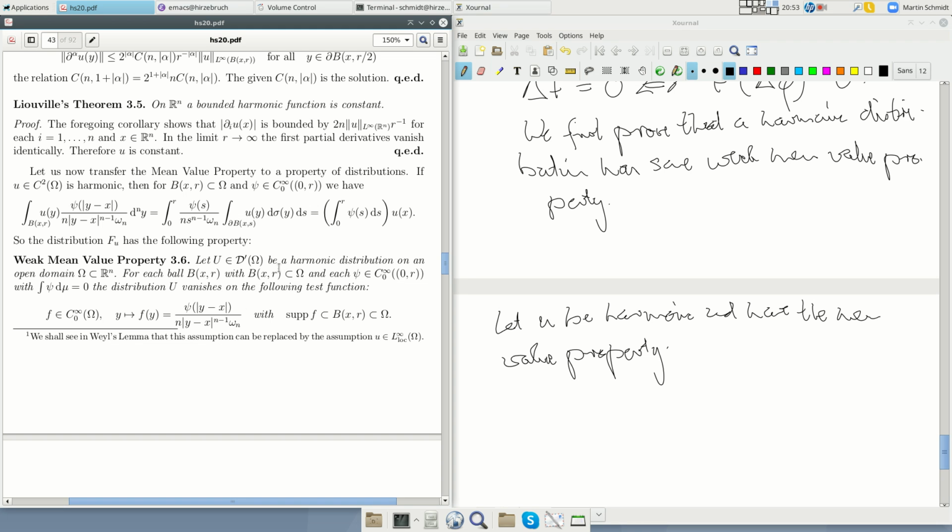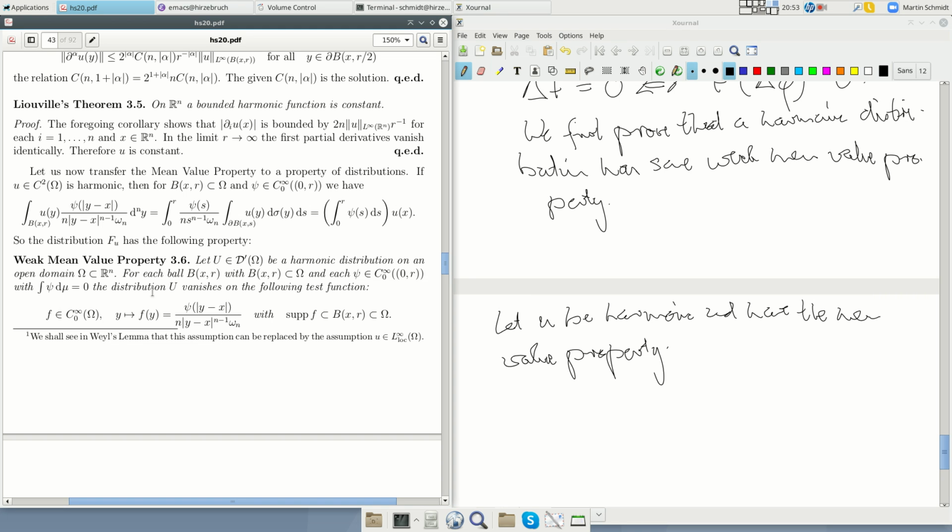Now we don't need that the closure of the ball. We only need that the ball sits inside of omega. And we have a function psi, small psi, with compact support in this interval. And we assume that the integral is 0. So this integral is 0. So for this reason now this vanishes.